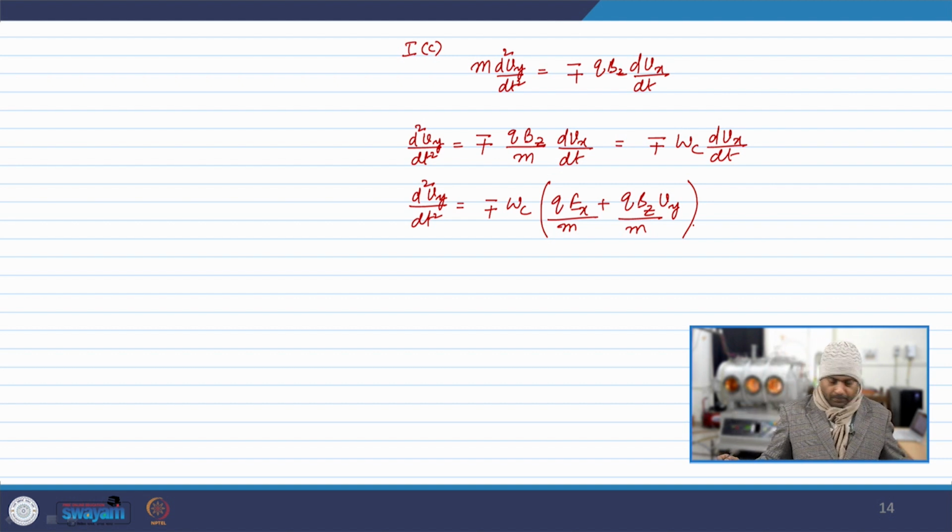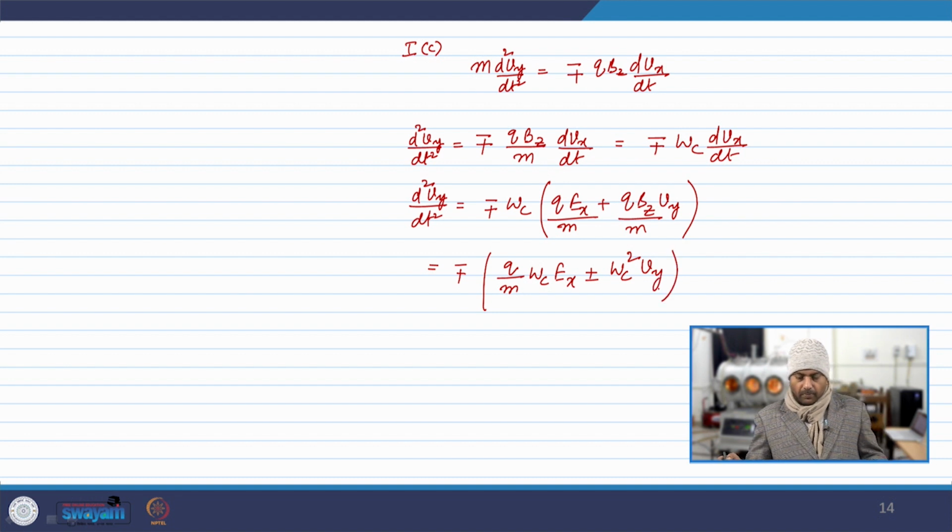Now we have something interesting. So this will be simplified as minus plus q by m omega c Ex plus minus omega c square Vy. Why, you ask? qB by m is omega c. Omega c is plus minus qB by m. Taken the same correspondence, omega c is already there here, so it will multiply and we will have omega c square.